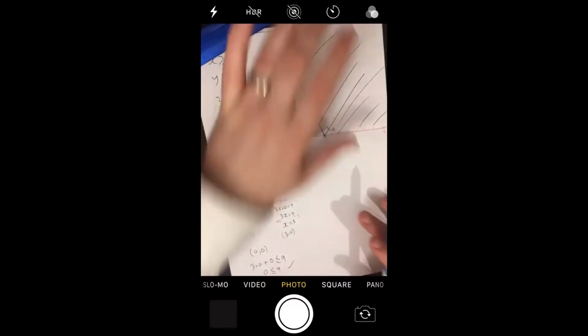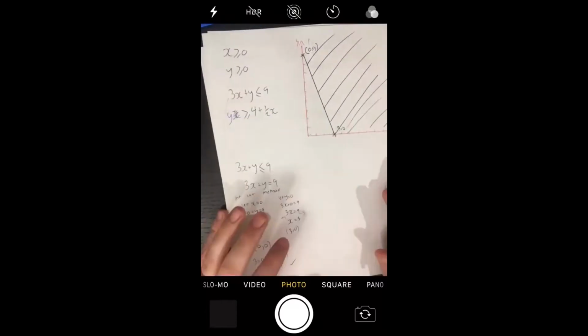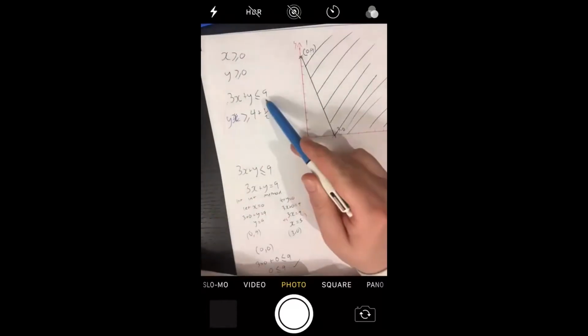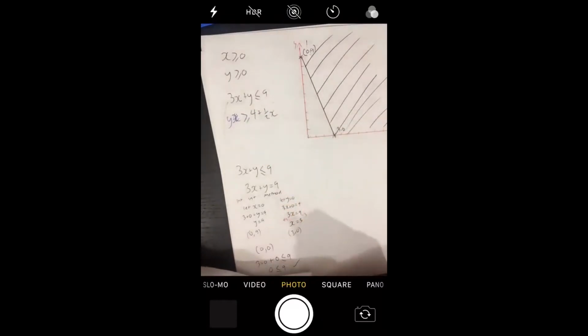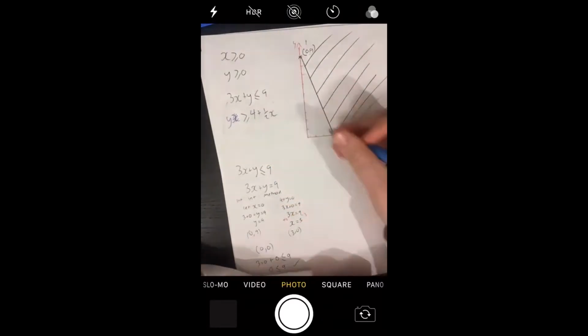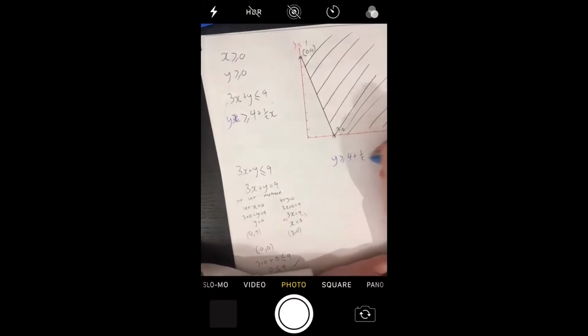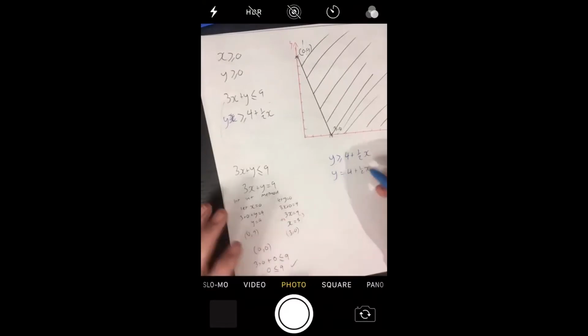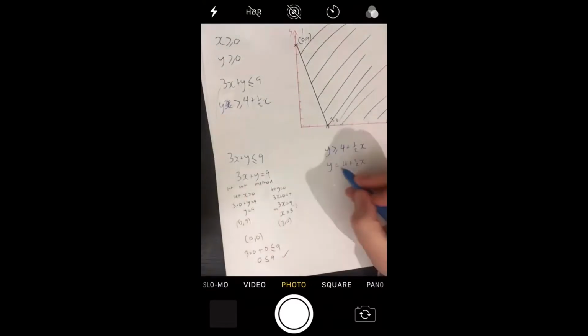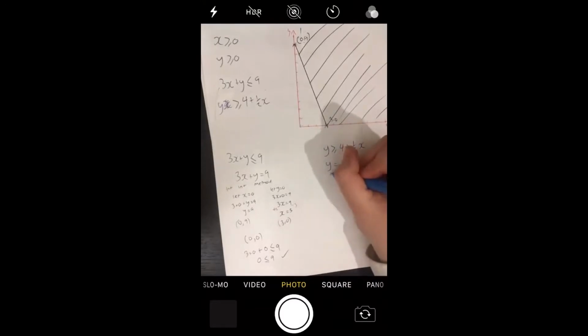So now we're going to do the next equation, this one here. Y is greater than or equal to 4 plus a half x. I'm going to do this in blue. Or y equals 4 plus a half x, and we're going to plot this line first. How do we plot this line? Well, this one we're not going to do the intercept method, because it's already set up like this. We're going to do the gradient-intercept method.